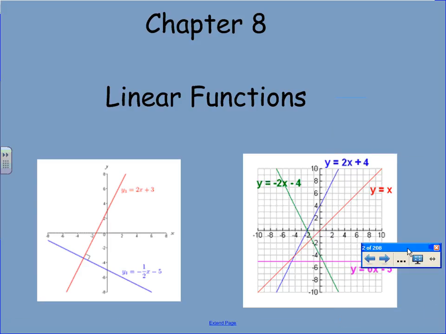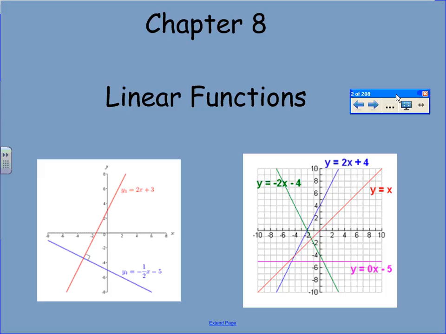Okay, we are starting Chapter 8 today. Chapter 8, the title of it is Linear Functions. We are going to start off the chapter by learning what a function is, how to determine what a function is, and then throughout the rest of the chapter, we are going to learn different methods of graphing linear functions. So by a table, by x and y intercepts, using m and using b.